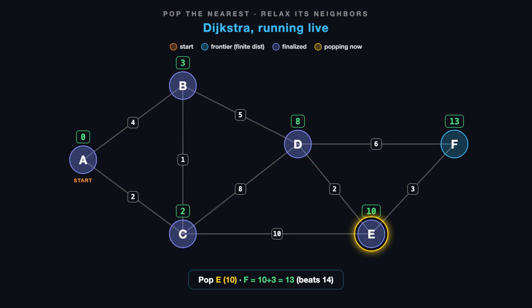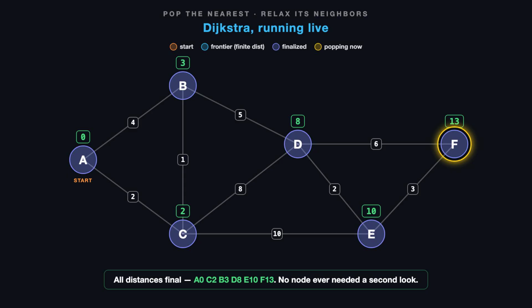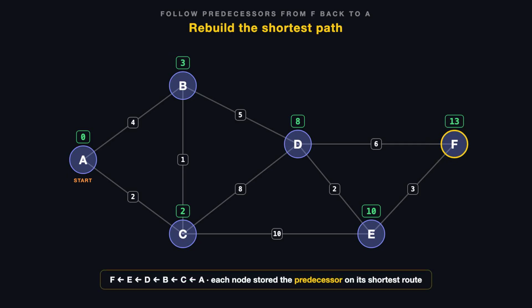Next is E, at 10. Finalize it. Through E, F costs 10 plus 3, which is 13, cheaper than 14. So F drops to 13. Last, we pull F at 13 and finalize it. Every node is done. Notice how the frontier grew outward in every direction, always finalizing the nearest node next. No node ever needed a second look. We have the shortest distances.